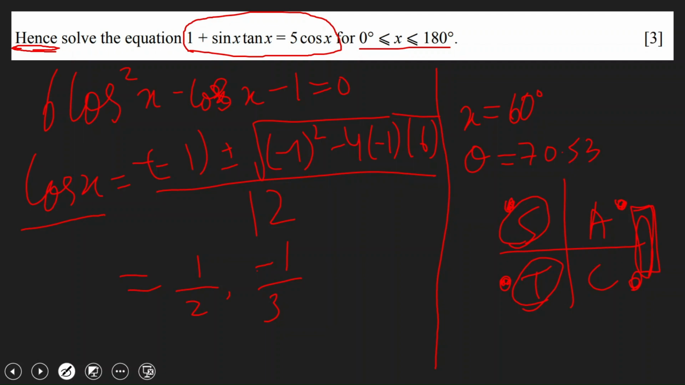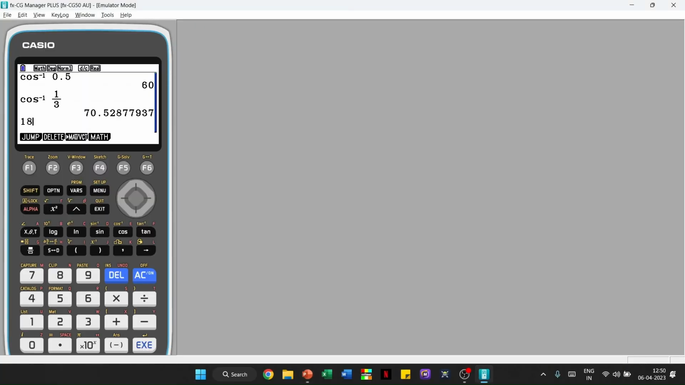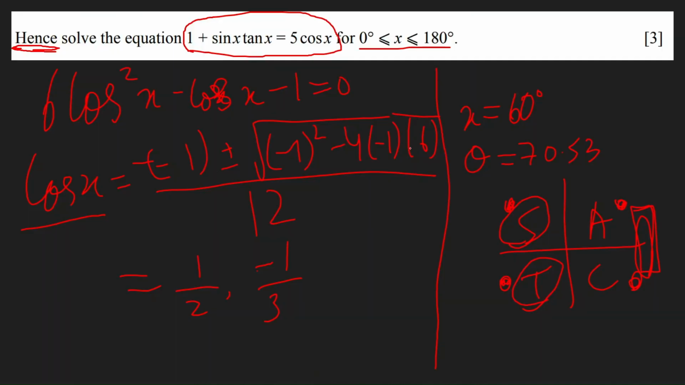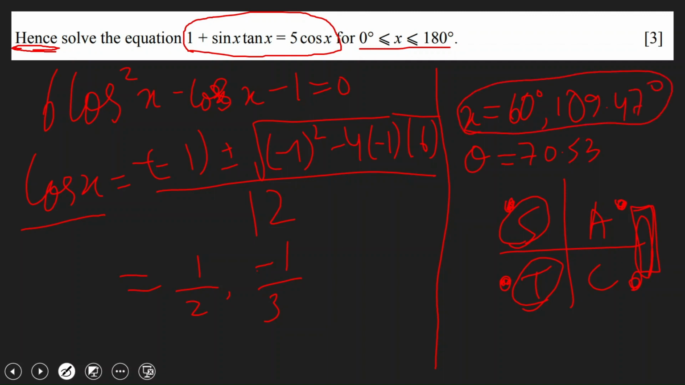180 plus that will be something greater than 180, so we can't use that. We have to use 180 minus that. So what I'm going to do is 180 minus the answer over here, which is going to be 109.47. So those are going to be the answers. The answer is going to be this. All right. Next question.